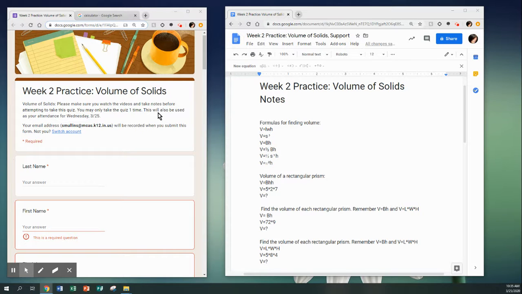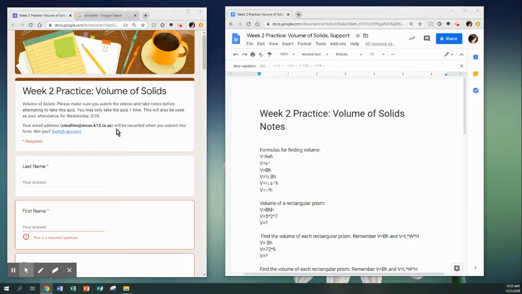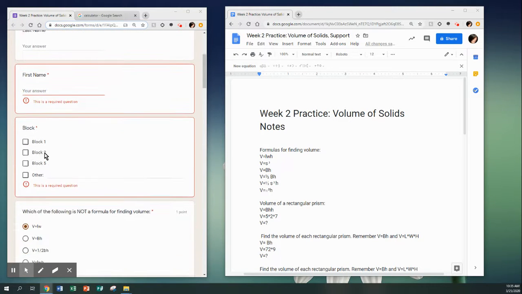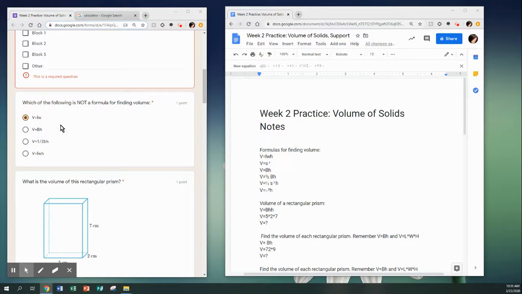So as you see on my screen here, I have written notes out on the right side, and on the left side, there's the form that you need to fill out. So make sure you put your last name, your first name, your block, and then here are the questions. They are not numbered, but here's the first one.